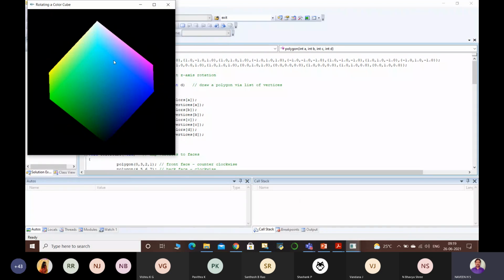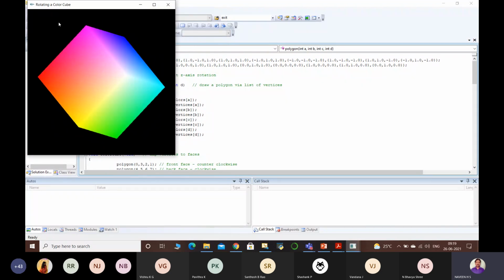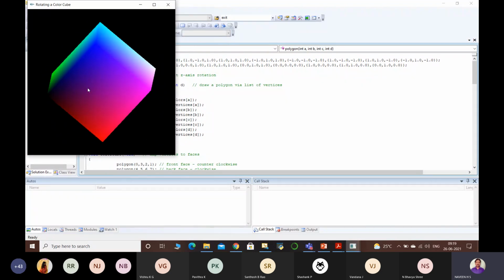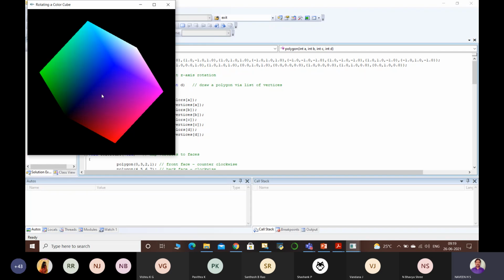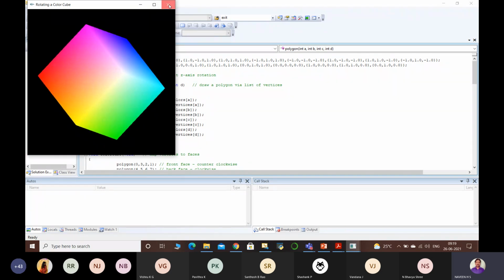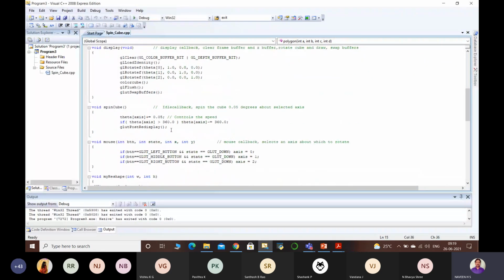So like this you can rotate your cube, not rotate, actually it's a spinning. If you want, you can change the value here and you can increase the speed here. So we'll give some 5.